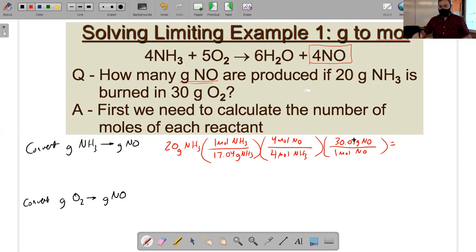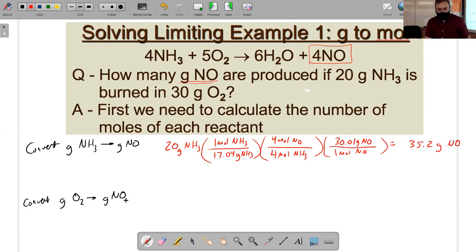And if you do that, you're going to get a mass. It's a mass of NO you could produce if you had 20 grams of ammonia. So 20 divided by 17.04, times 4 divided by 4, which is the same as 1, times 30.01. That's about 35.2 grams.